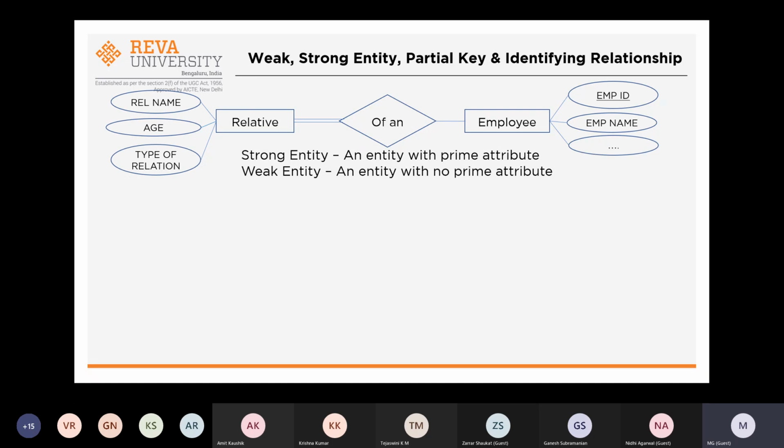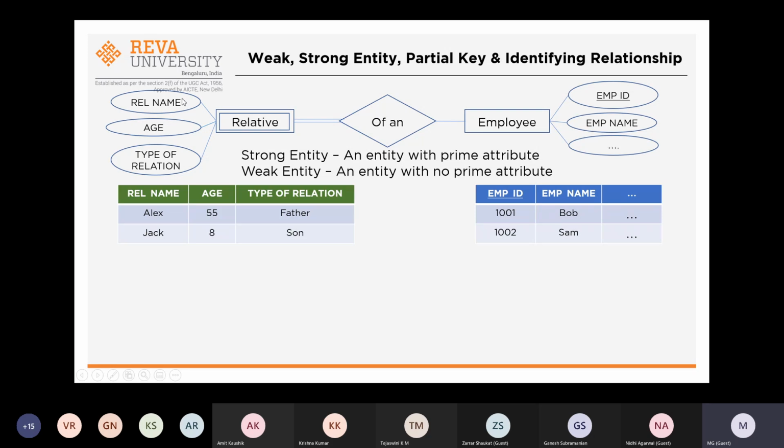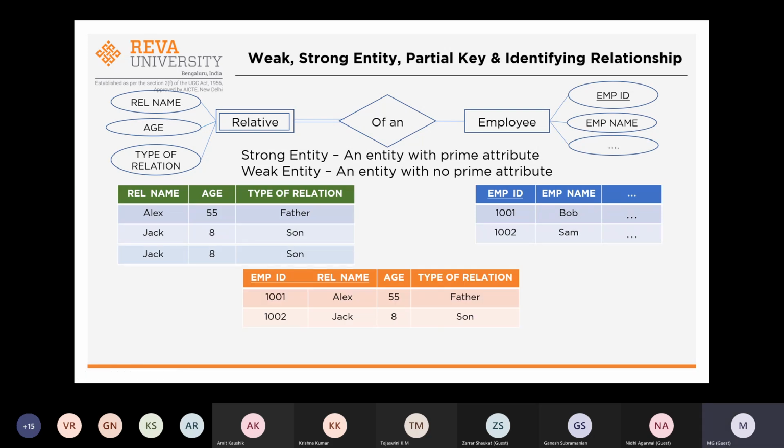Okay, so relative is a weak entity. Why? Because it doesn't have a primary key. I'll show you with the example of a table. So if you see here, the relative table, you can have Jack, 8 and Son for 2 records, but they might be connected to 2 different employees, right?